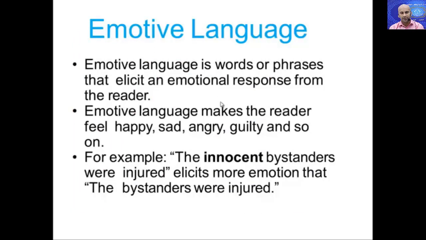Emotive language is the next technique. Emotive language is words or phrases that elicit emotional response from the reader. For example, this one can make the reader feel happy, sad, angry, guilty, and so on. It can be any emotion. For instance, "the innocent bystanders were injured" elicits more emotion than "the bystanders were injured." So here, the use of "innocent" makes it more emotional. So this creates an emotional effect in the reader's mind.